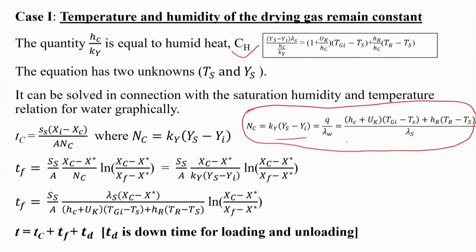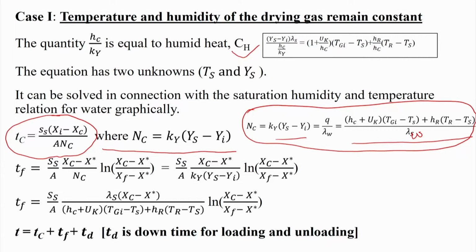So, we know this one, that now we have derived this N_c is equal to K_y into (Y_s minus Y_i), that is equal to Q by lambda_W, and we will be getting this one by adding all these heat transfer units divided by lambda_W. Where this N_c is equal to K_c into K_y into (Y_s minus Y_i), and for that condition, this is the time at the constant drying period.